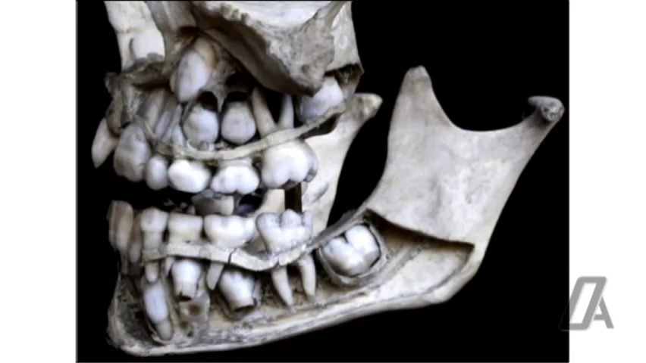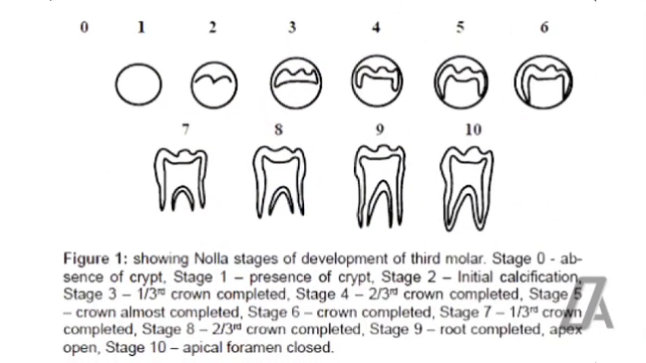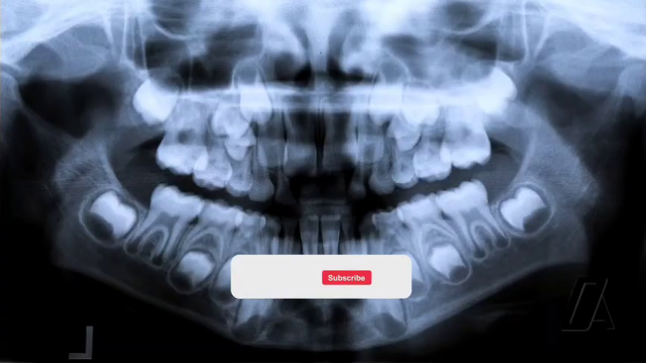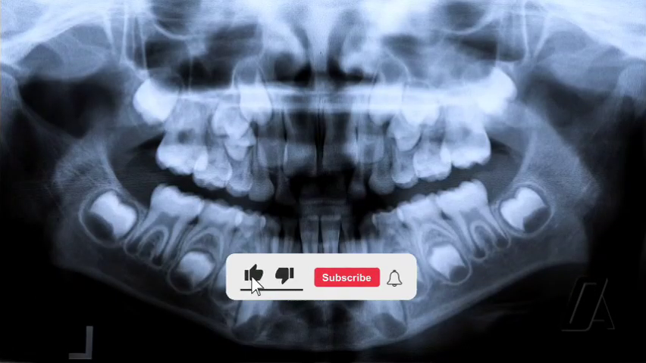Nolla developed in about 1960 a classification system for the development of permanent teeth. He divided each tooth's maturation into 10 stages, from the very beginning through crown formation, root development, to full root apex closure. It is typically used with radiographs to estimate dental age, plan orthodontic or pediatric treatments, or in forensic contexts.